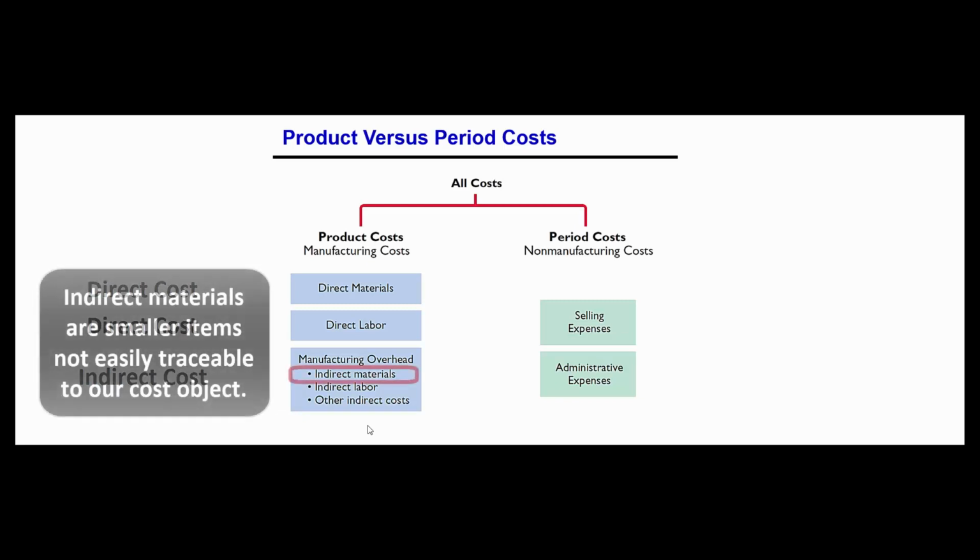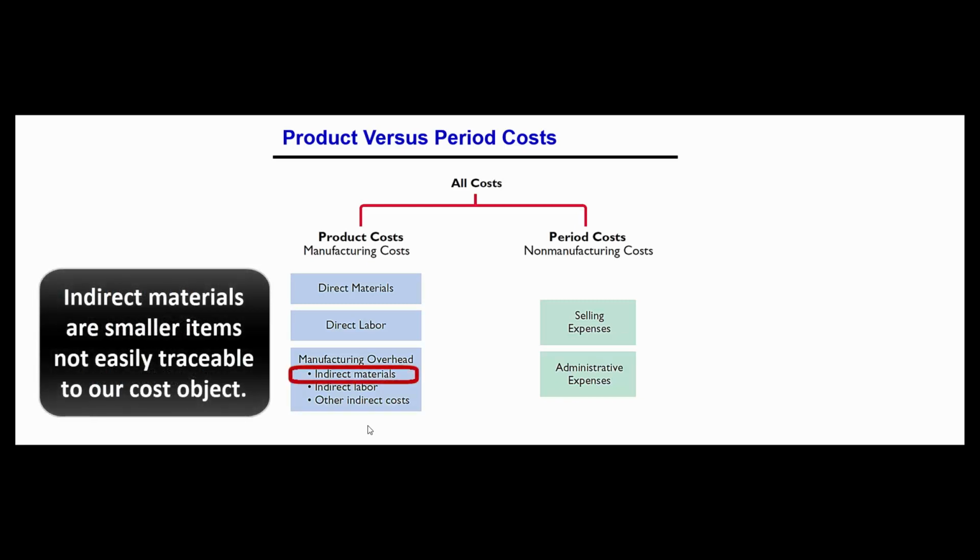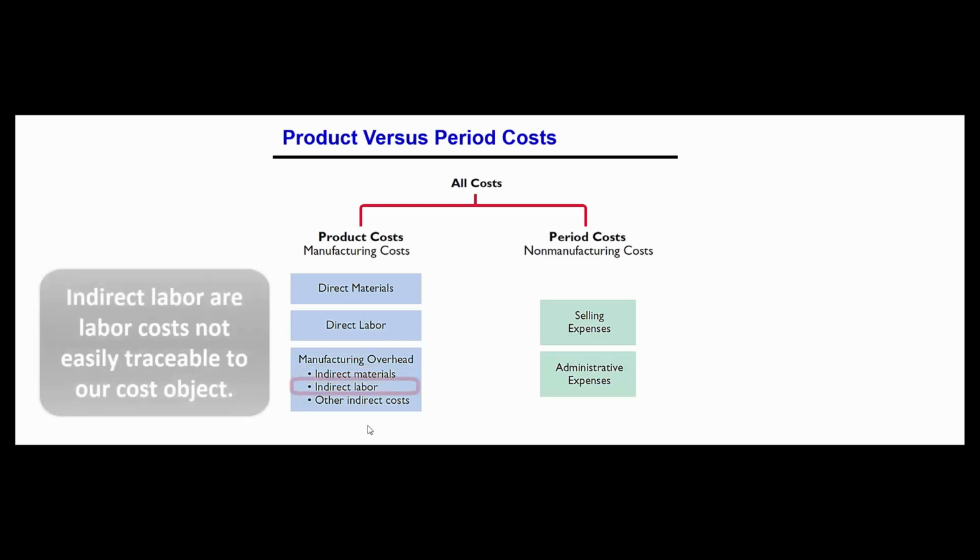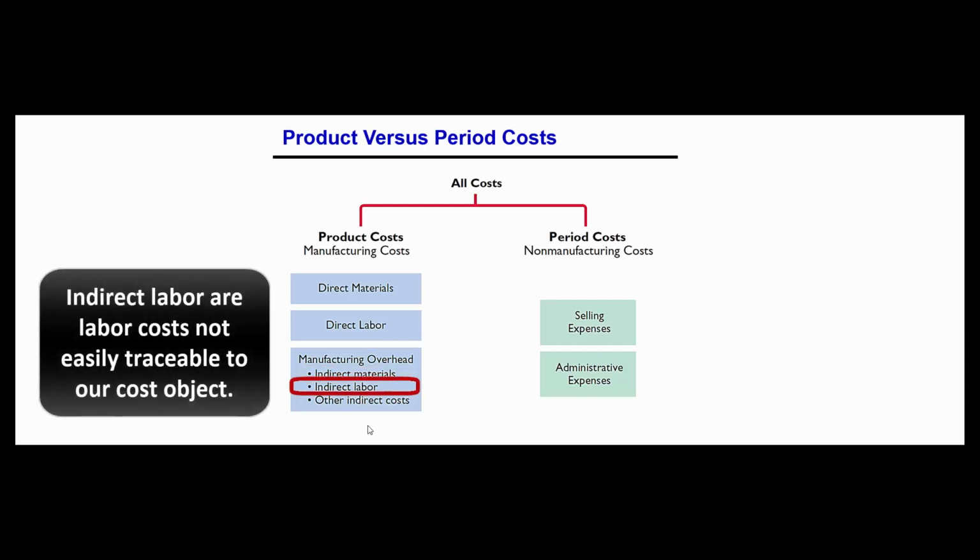Indirect materials are small things that it's not worth us keeping track of. Little tiny nails, we're not going to keep track of how many little tiny nails went into each of our dining room tables, let's say. Indirect labor, it's impossible to say how much of the quality control person's salary and health benefits went into each table. So we'll park those in manufacturing overhead and apply them with a manufacturing overhead application rate.